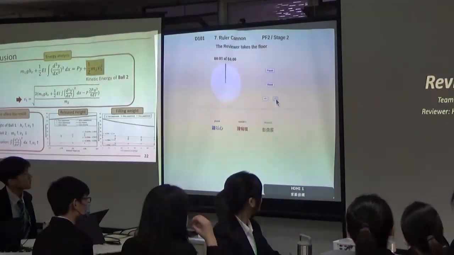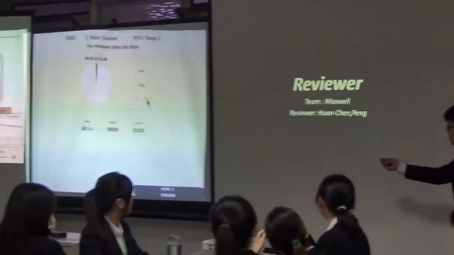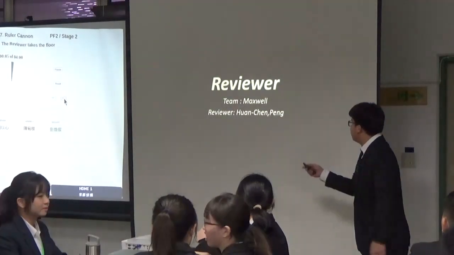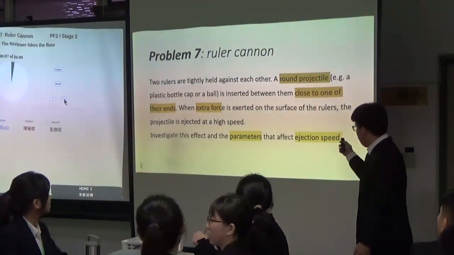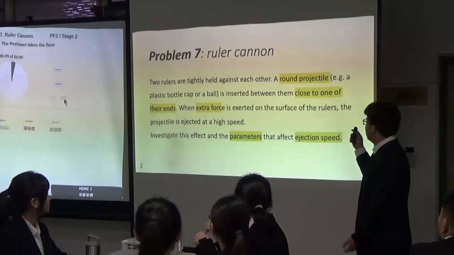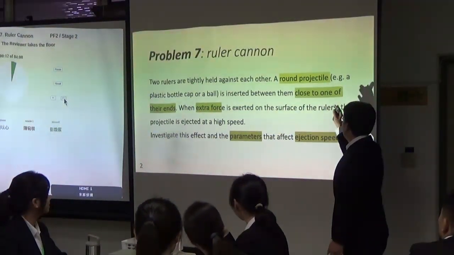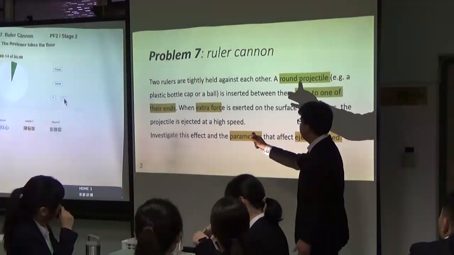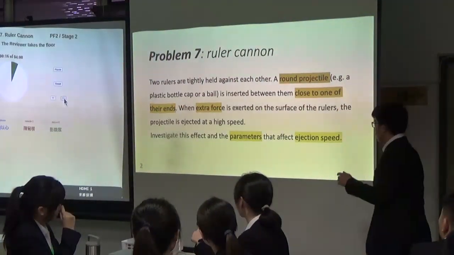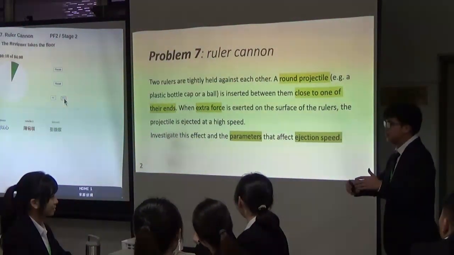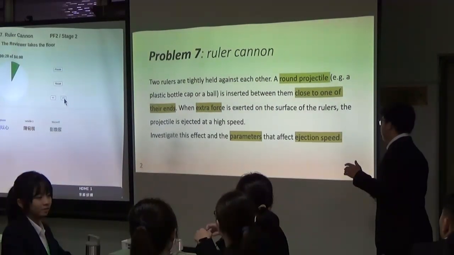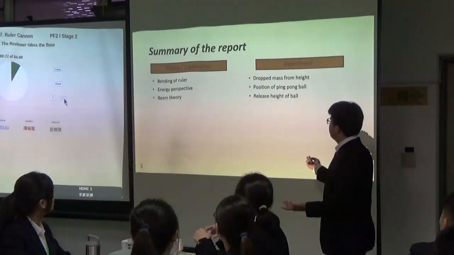Okay, hello everyone, I'm a reviewer from Premax. So today I will review the Lure Cannon. First is the problem statement. The main point is that it has a round projectile that closes at one rear end and tries to add an extra force. And they try to measure the different parameters and the ejection speed. And that is the summary of the reporter.